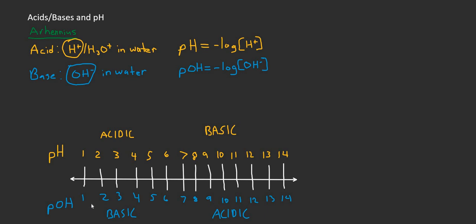So they're inversely related, and that's how you can determine how something sits on the pH or the pOH scale. And they're both calculated using the same method, where you take the negative log of your concentration of your ion. For pH, it'll be H plus. For bases, it will be OH minus.